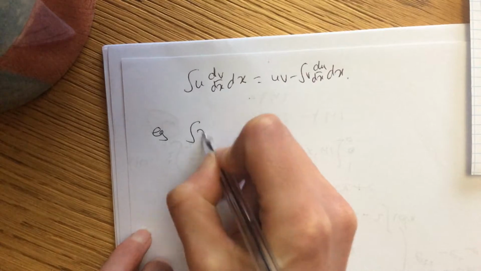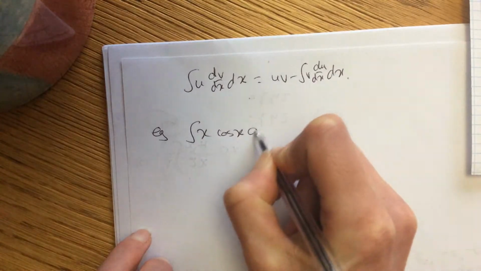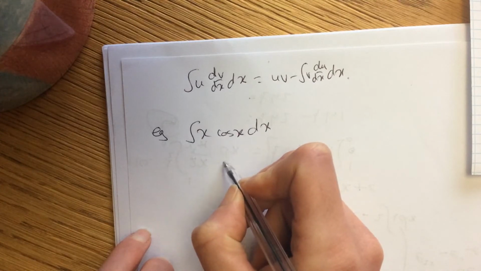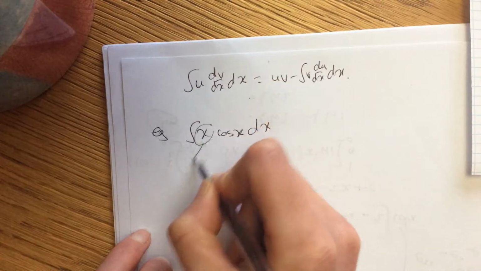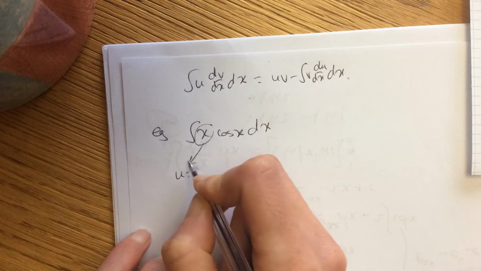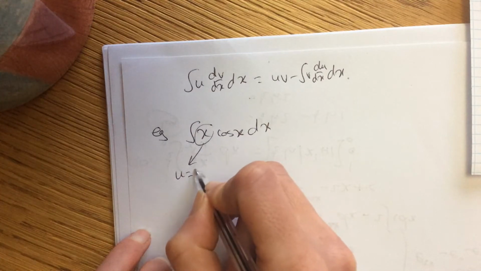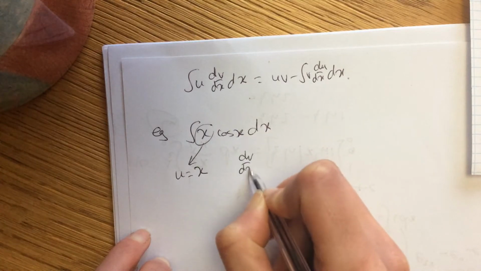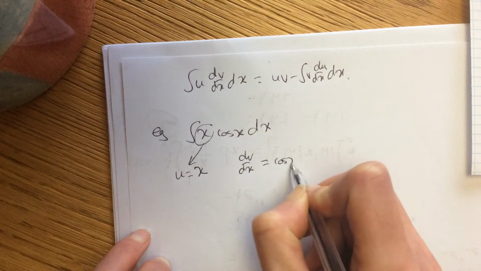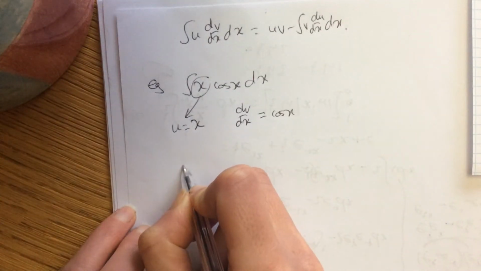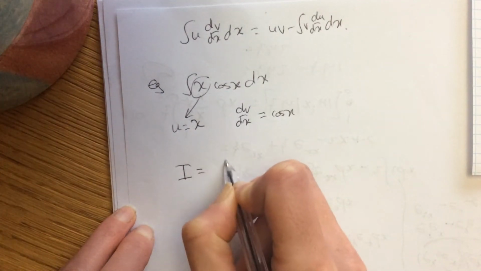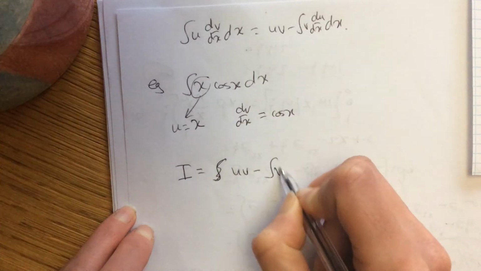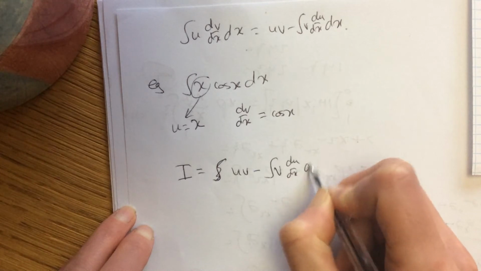So if I had this example, can you see the way it looks like the product rule? Now, I'm going to choose one of these to be u. I usually choose the easier one to be u unless it's a log. So you're going to see that in a second. So that's my u. So this bit is my dv by dx. Now, when I want to integrate it, I'm just going to write I for integral. It's going to be uv minus the integral of v du by dx.